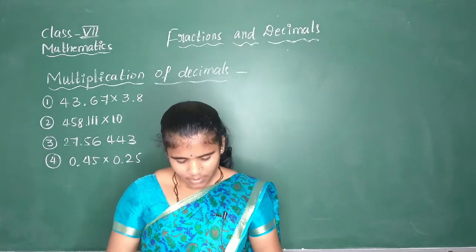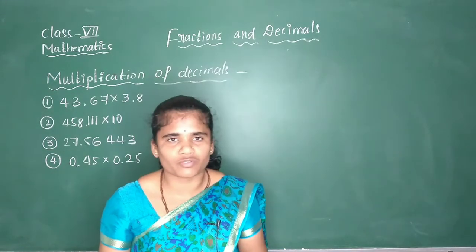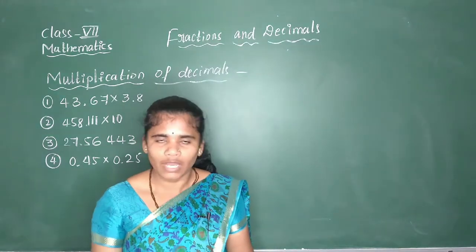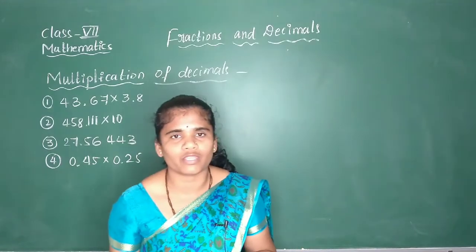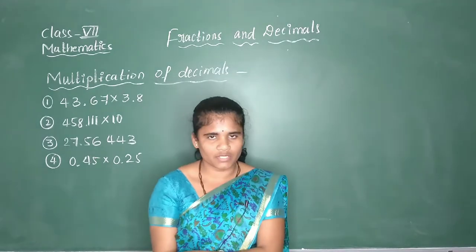See that in exercise 2.4 we have solved addition and subtraction of decimal numbers. Try to solve them, addition and subtraction is very easy. After that we have to put a point, only that much is there.